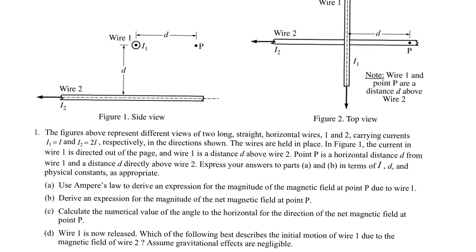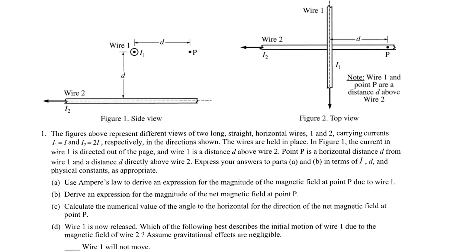So let's see. Top view and side view. The figures above represent different views of two long straight horizontal wires, 1 and 2, carrying currents.